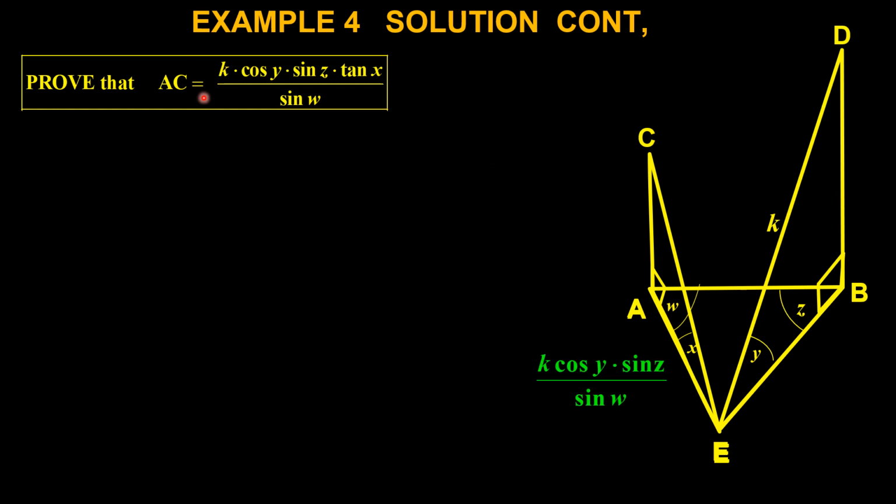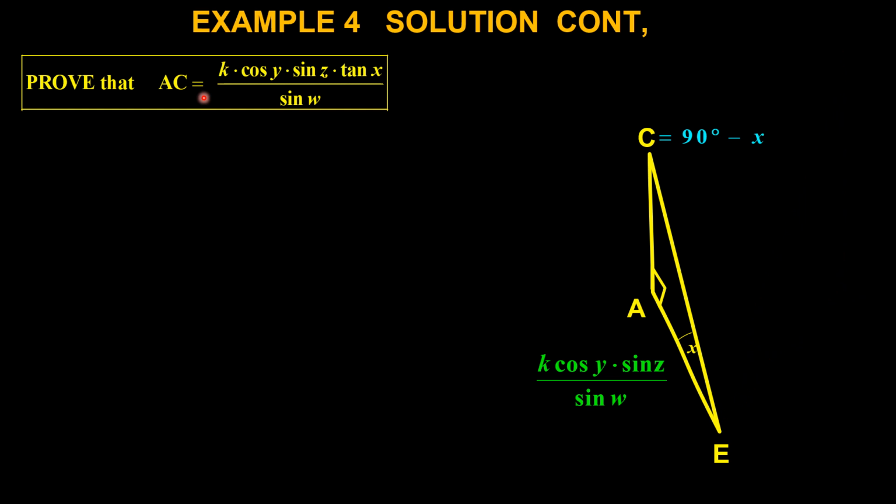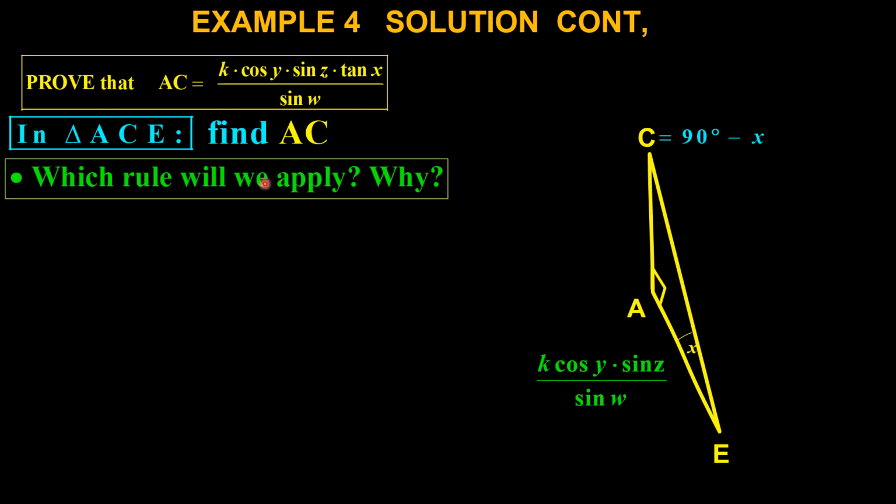Okay? AE was just calculated. Angle C we found right at the beginning, that's 90 minus X. Let's get rid of the rest, so we can only focus on the triangle that we need, right? We need triangle ACE, and our objective is AC. Which rule can we apply? We can apply the sine rule. Let's apply the sine rule, and you're going to try it now. Let's give you 3 minutes in which to do this, and then let's look at the solution.